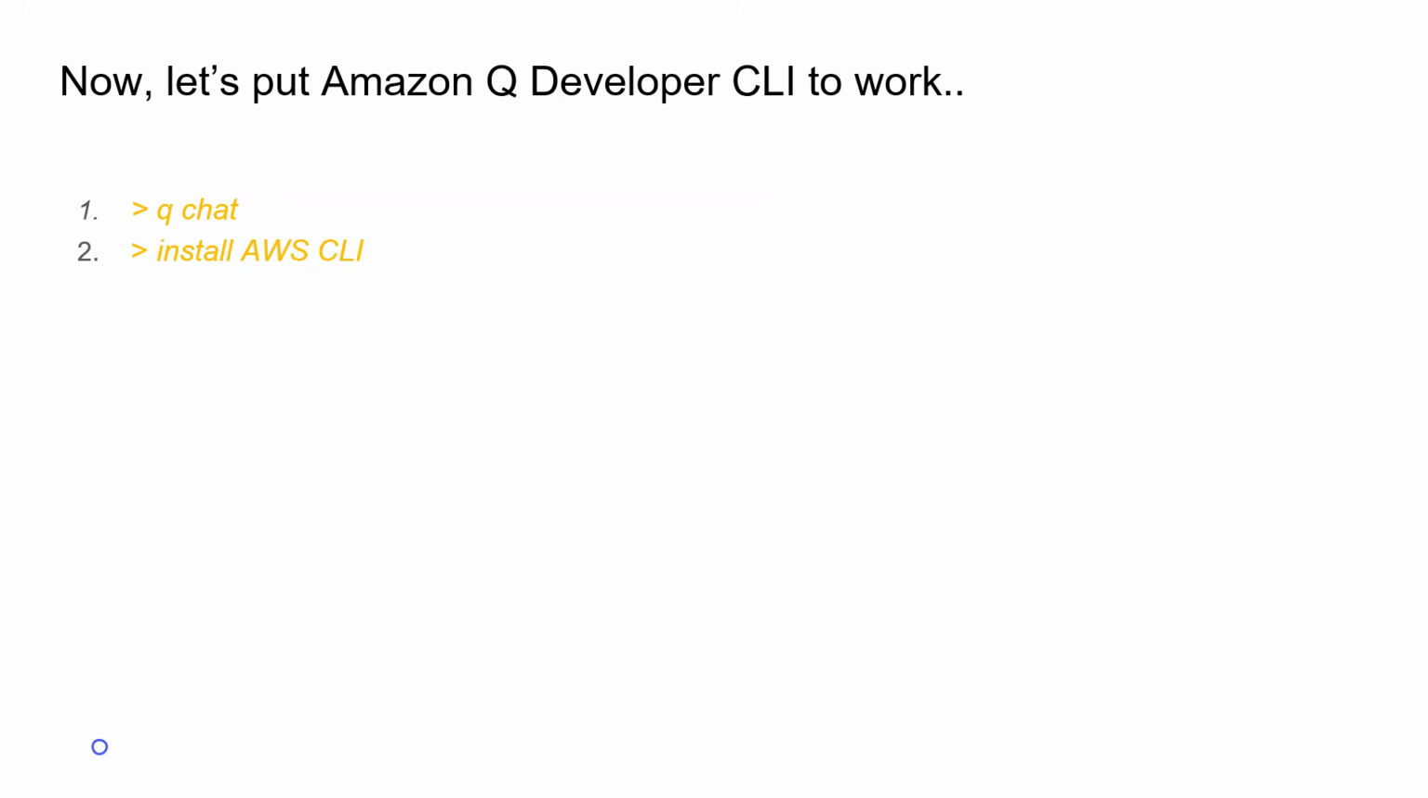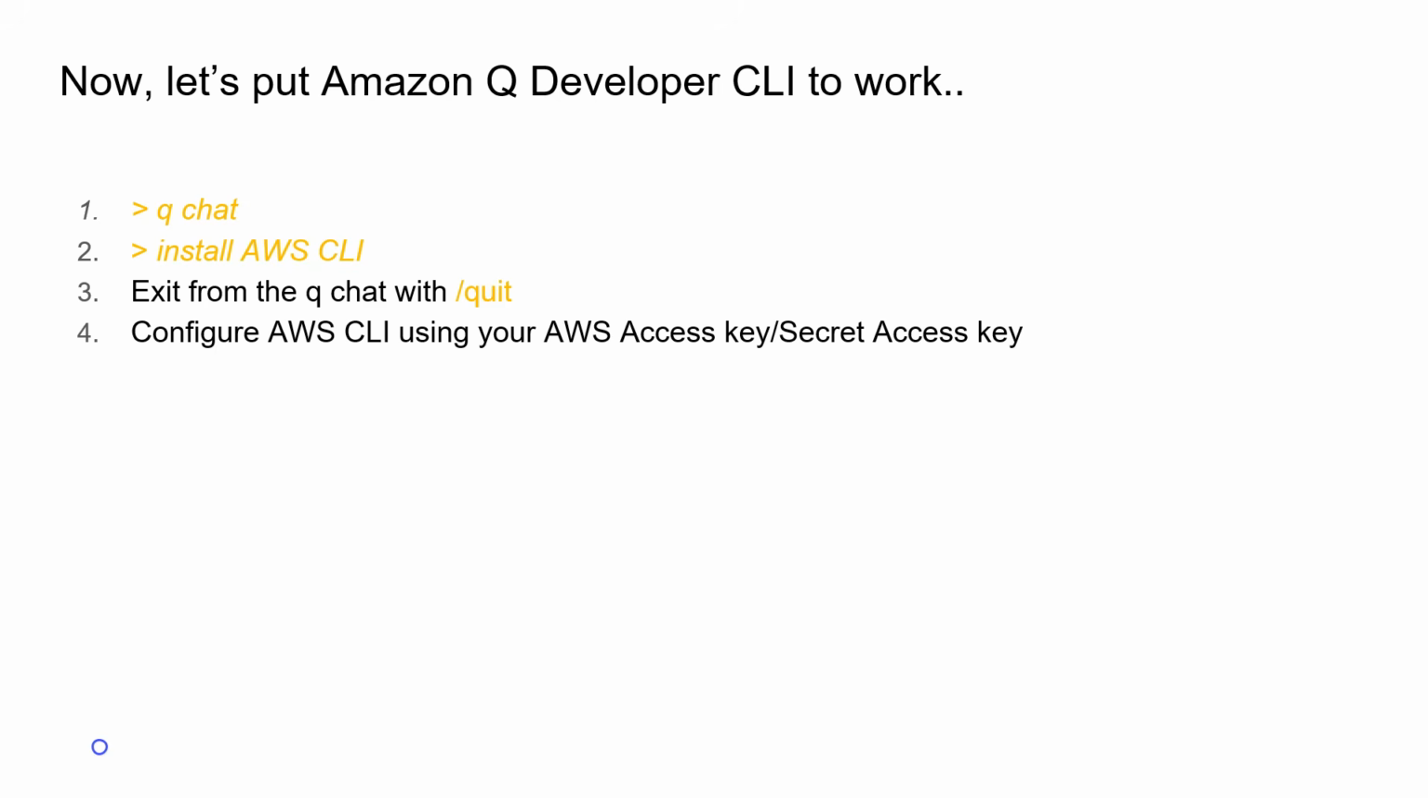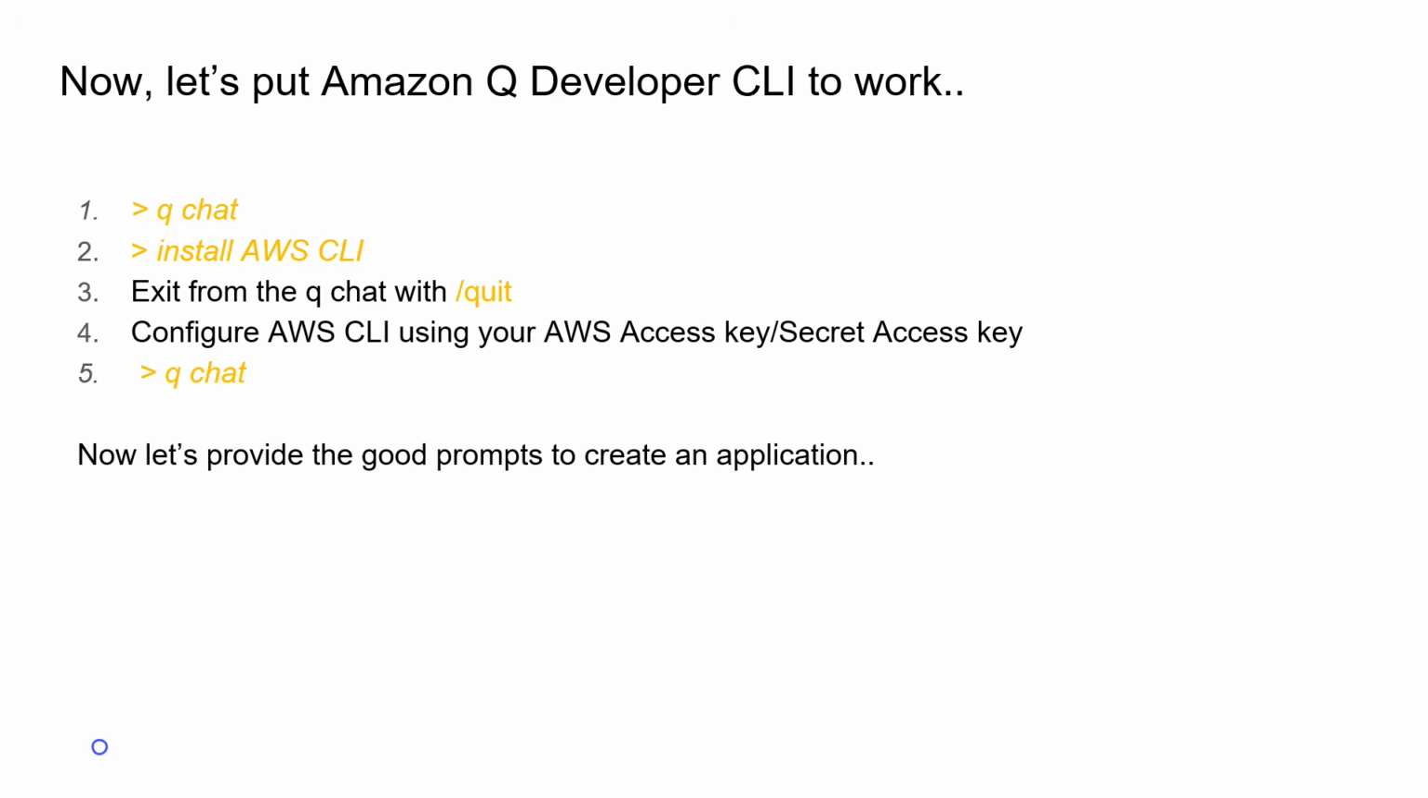The third step will be manual, because it is all about authenticating your AWS CLI. So you will quit the Q CLI prompt and then configure your AWS CLI using your access and secret key. But if you already have AWS CLI installed in your terminal, then you don't need to perform steps 2, 3, and 4. Once that is done, you will get back into the Q CLI and provide the prompt to build your application, to show the architecture, or to deploy that into your AWS account. So that's what we are going to do. Now let's go to Q CLI and perform these steps.